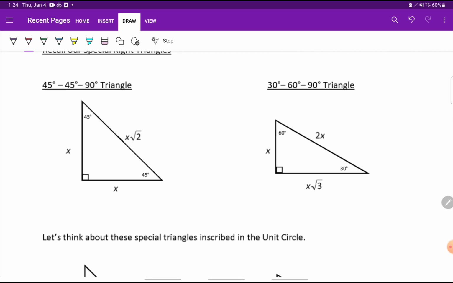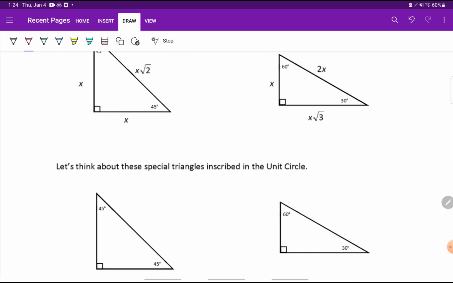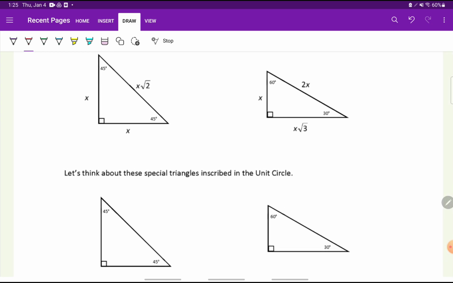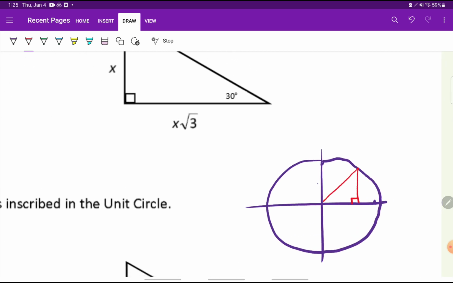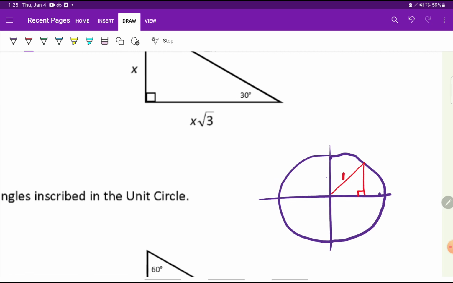We label it 2x. So I'm going to think about our special right triangles if they're inscribed in the unit circle. The unit circle, by definition, has a radius of 1. So if we look at a circle centered at the origin with a radius of 1, imagine my circle's perfect. Right, if we're putting these right triangles inside here, creating a perpendicular, notice that the hypotenuse of these right triangles is equal to the radius of our unit circle, which we know is 1 by definition.